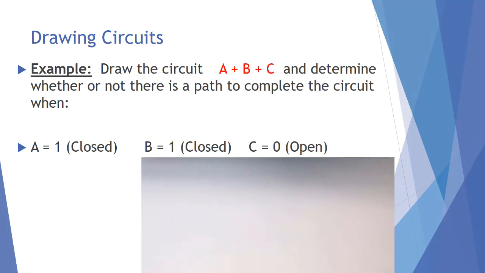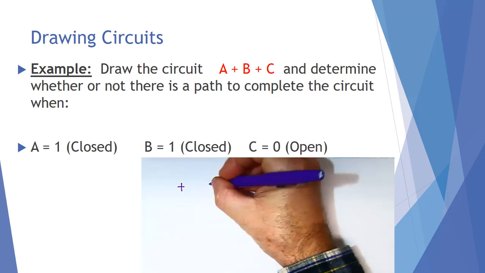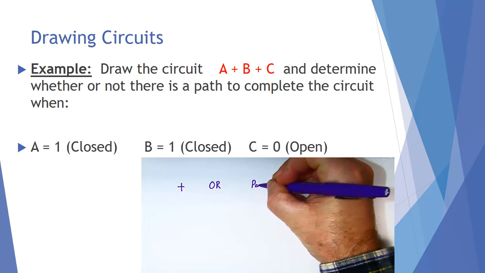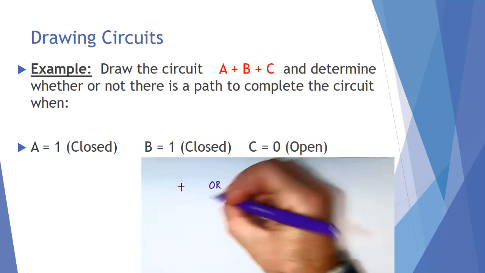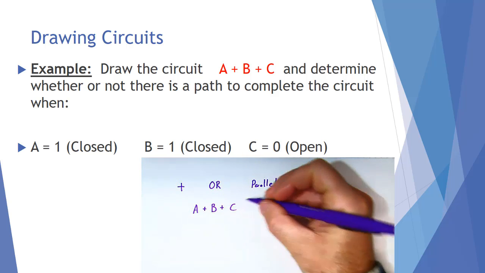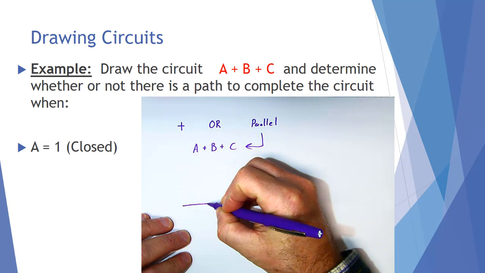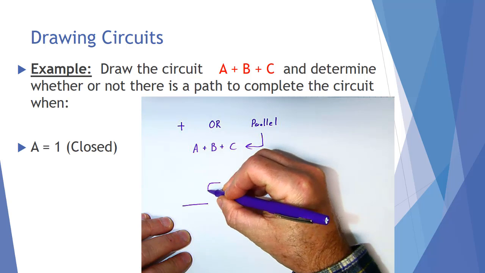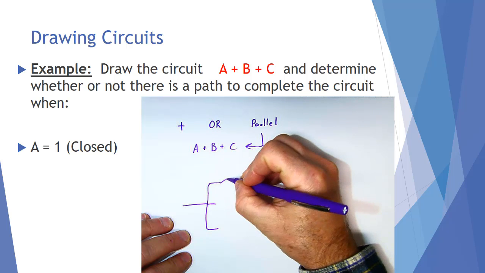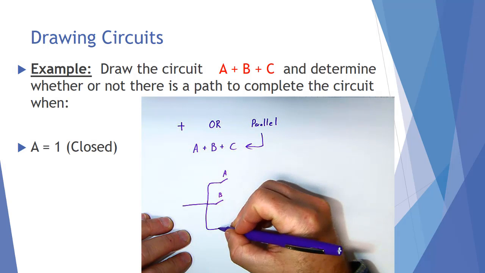Okay, let's get started. Well, first of all, recall that the operation of addition in Boolean algebra represents OR, which we represent by a parallel circuit. And so since we have A or B or C, that means that the path for switch A, switch B, and switch C will all be in parallel. So we're going to have one path coming in, and that's going to split into 3 separate parallel switches. We'll have a switch A, switch B, and switch C.